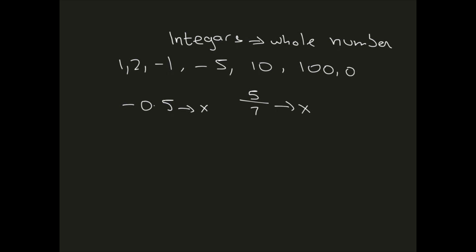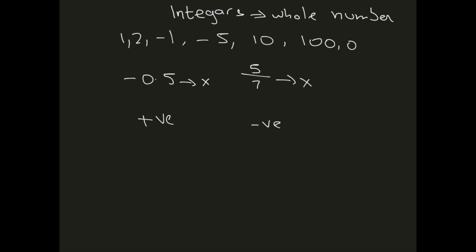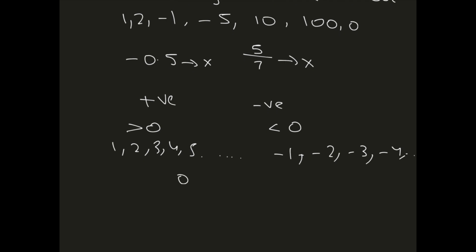Now we have two types of integers, positive and negative, right? Any number that is greater than 0 is a positive integer. So 1, 2, 3, 4, 5 and so on up to infinity are all positive integers, and any number that is less than 0 is a negative integer. So -1, -2, -3, -4, -5 and so on are all negative numbers. Now 0 is neither a positive nor a negative integer, it is just an integer, right?